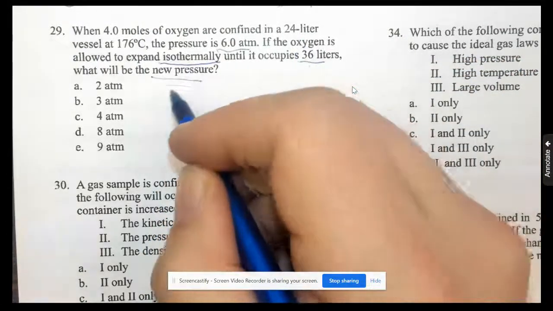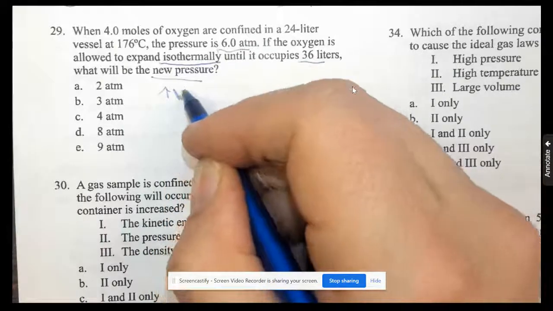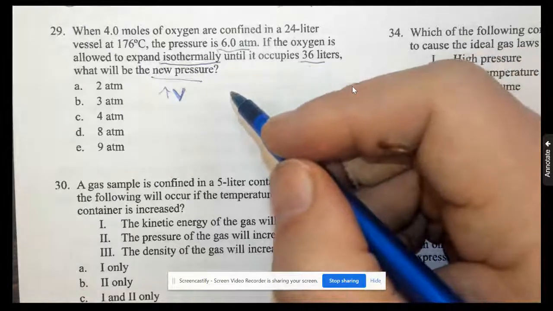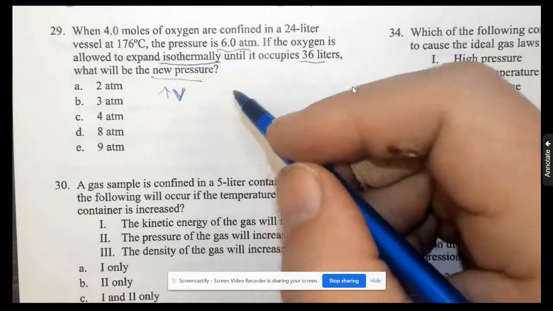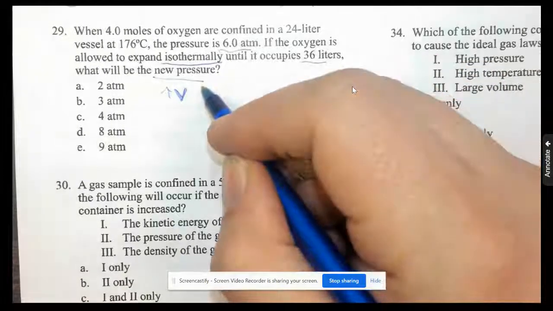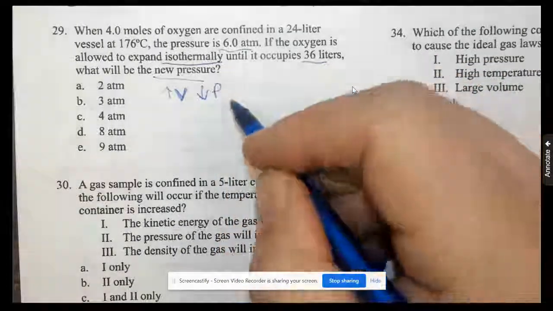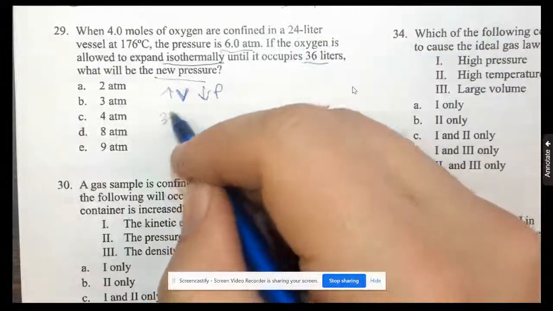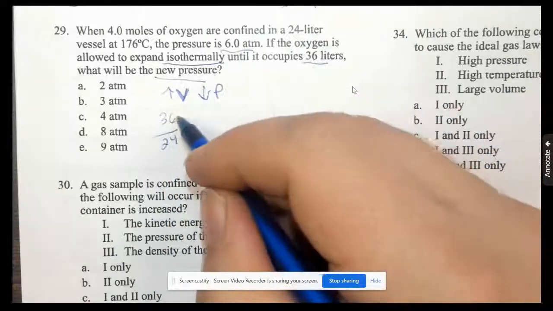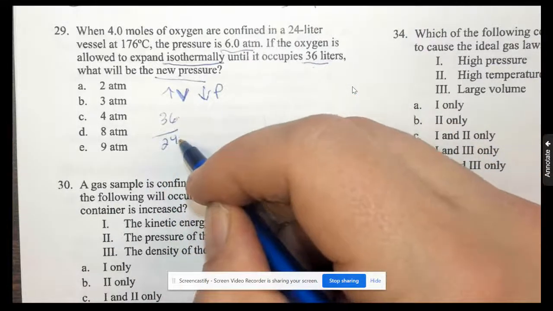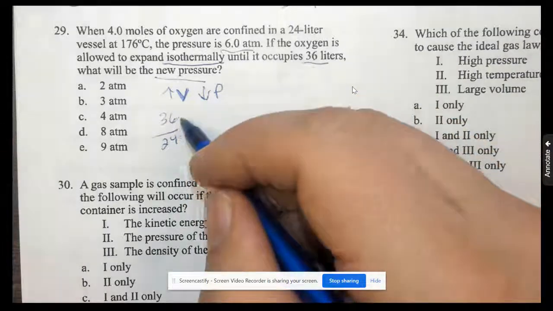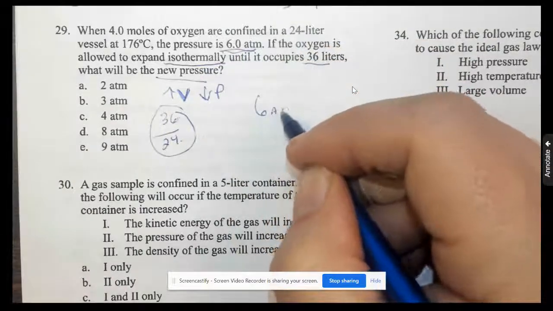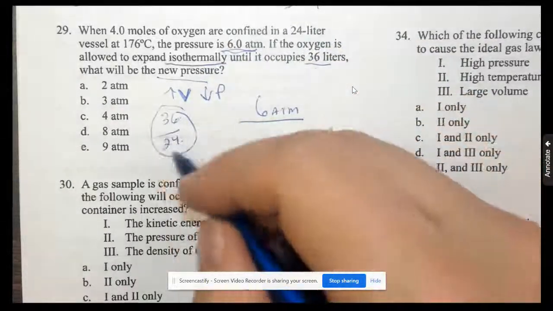What's the new pressure? Well, if the volume is expanding, that means that there's going to be fewer collisions over that area. So you're going to see a drop in pressure equivalent to the increase here. So how much did the volume go up? By a factor of 36 over 24. So the pressure will go down by that same factor. The pressure was originally 6 atmospheres. So it's going to go down by this much.